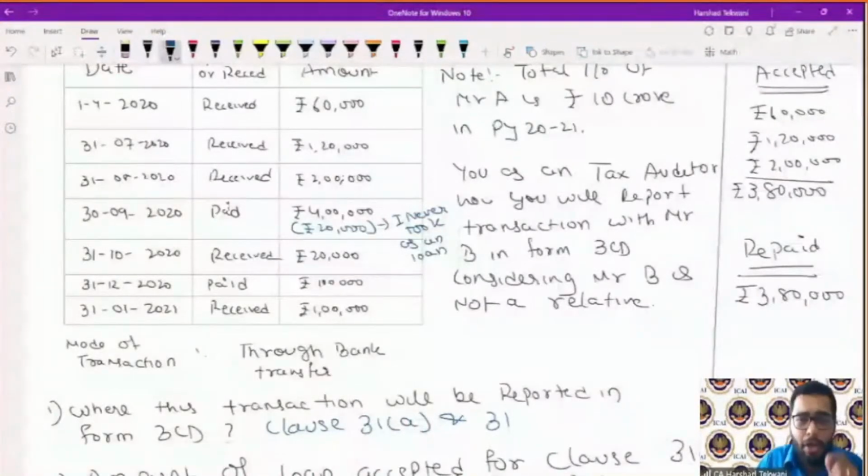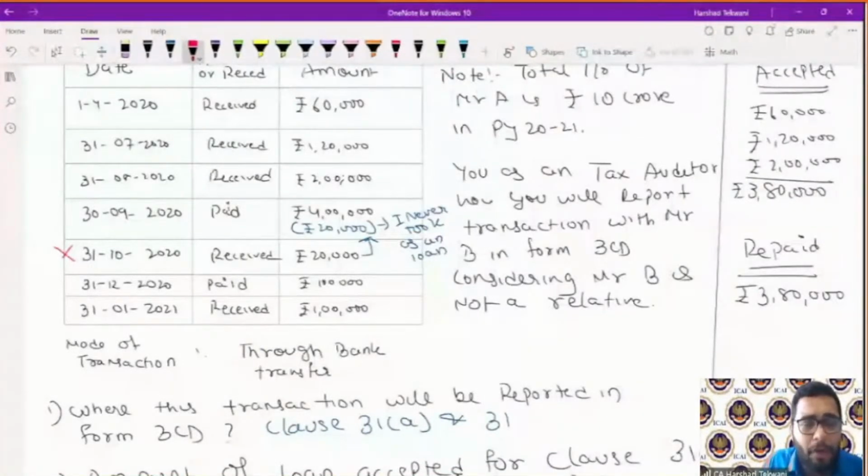Out of this 4 lakh, repayment will only be 3,80,000. Again, I received 20,000. Now this 20,000 is received against the loan which I have given, and I have received it back. So again, this is not a loan taken or accepted, so this will also not be counted.